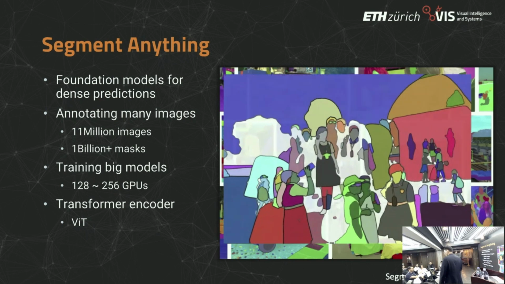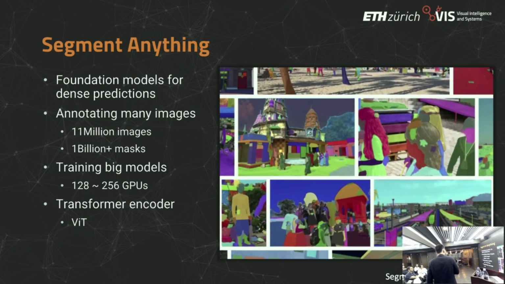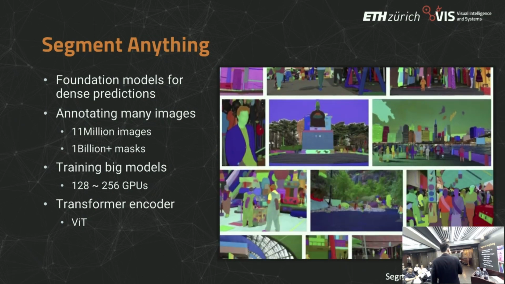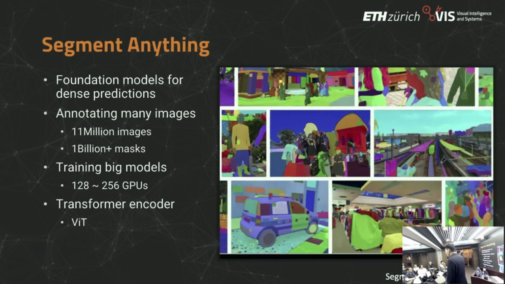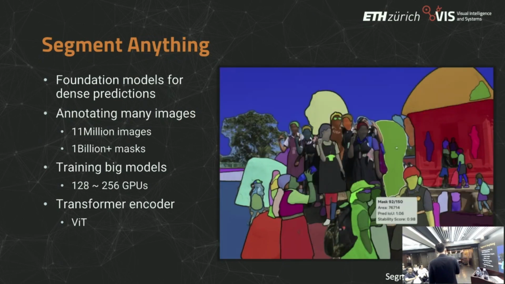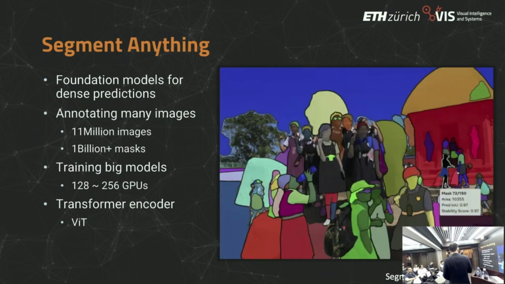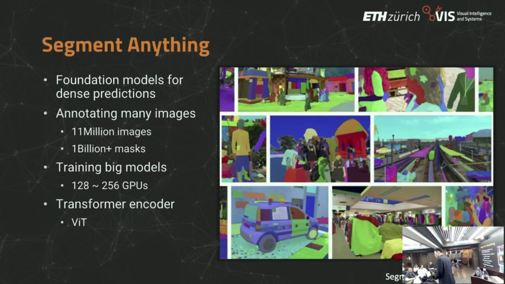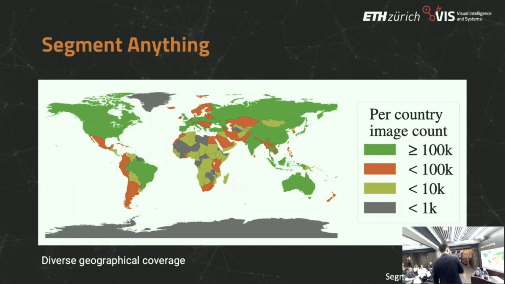Recently, as some of you have probably heard, we have Segment Anything, which is a very significant advance in foundation models. Basically, it's a foundation model for dense prediction, like instance segmentation. The major contribution there is that they labeled 11 million images with more than 1 billion masks, and then trained a very big model on hundreds of GPUs. Interestingly, how they organize the parameters seems very simple. They just use a vision transformer, nothing fancy. The key part is how they obtained the data.